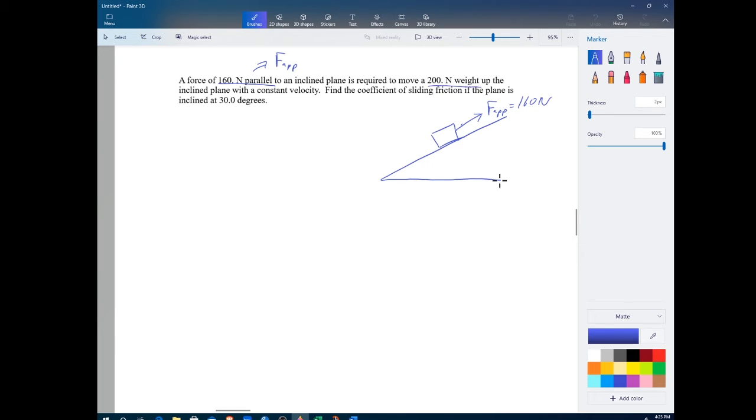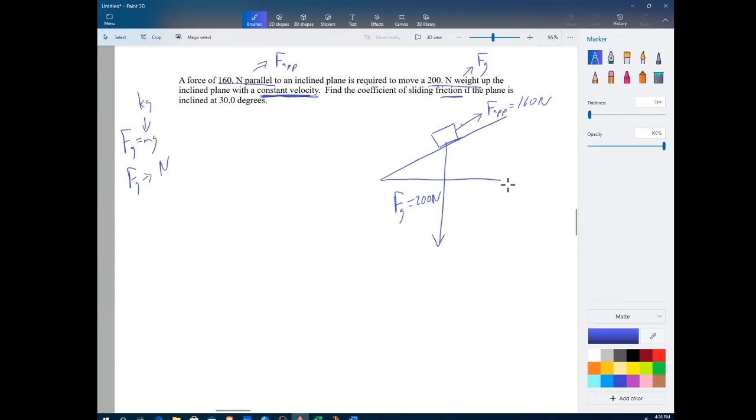We know the weight of the box. Now keep in mind, weight is the same thing as Fg. Of course, over on the side here, Fg equals mg, but mass is in kilograms. Force of gravity is in newtons. What they told us was already the weight itself. So I don't have any calculating to do there on this problem. So it's required to move a 200 Newton weight up the inclined plane at a constant velocity. I'm not going to worry about that phrase yet, but I will need to very soon when I start putting my equations together. Find the coefficient of the sliding friction.